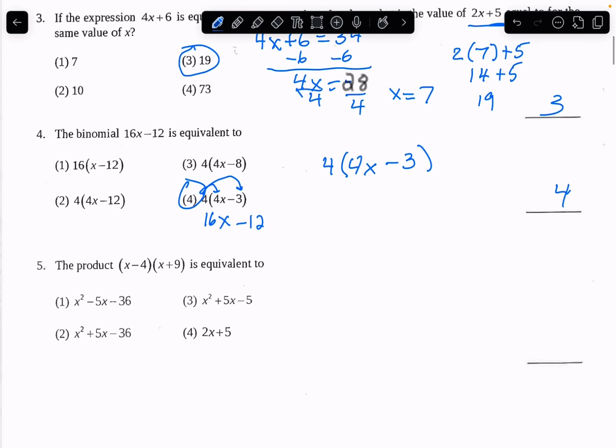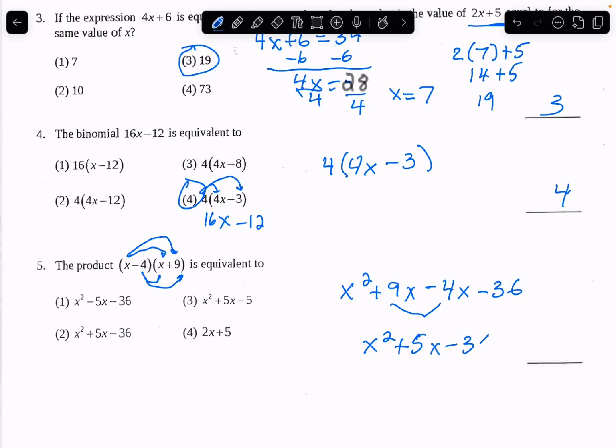All right, then we have a FOIL. x times x is x squared. x times 9 is plus 9x. -4 times x is minus 4x. And -4 times 9 is -36. If you combine these two in the middle, you get x squared plus 5x minus 36, which is choice number 2. All right, let's go on.